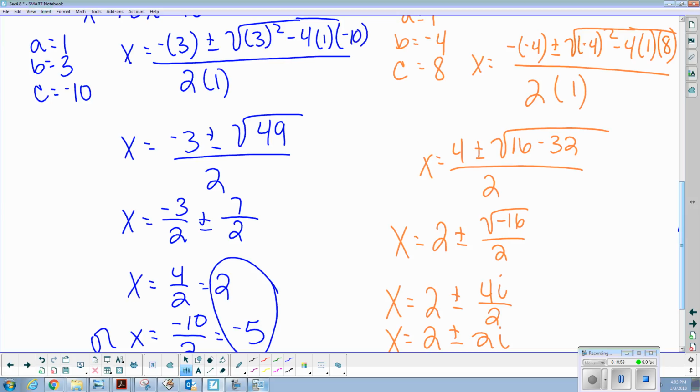Now for this one, since you don't have any real solutions, because 2 plus 2i is an imaginary number, and 2 minus 2i is an imaginary number, so you have two non-real solutions. They're not going to show up on your graph. If you try to graph them, you're not going to get a non-real solution. So for this, in order to check your answer, you have to go back and use algebra. So use substitution. Substitute in 2 plus 2i, and 2 minus 2i, for x, for both of those, and you should get negative 8 both times.